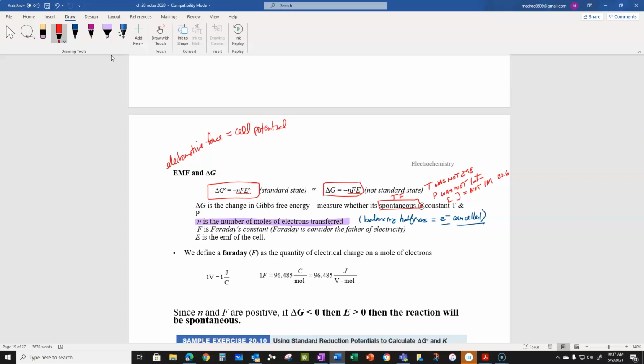F is Faraday's constant, and Faraday is basically the father of electricity. That's why sometimes in my videos I kept saying Faraday. Faraday's constant, okay, and his value is right there. Okay, 1 Faraday equals 96,485 coulombs per mole.